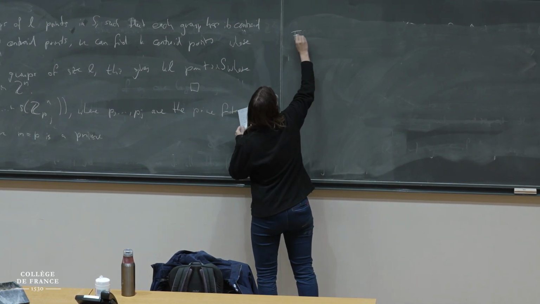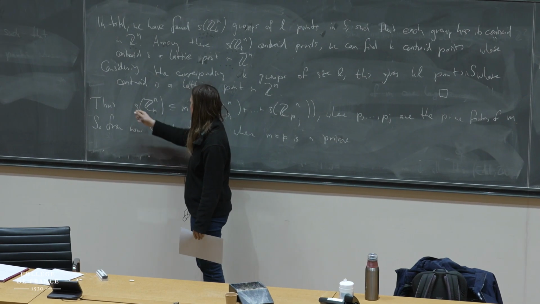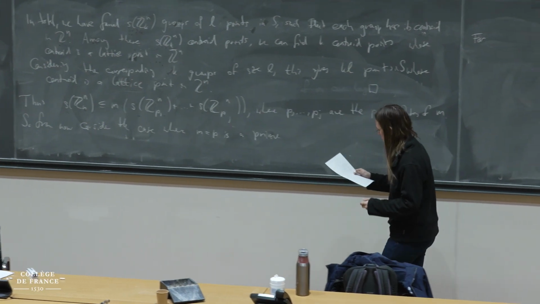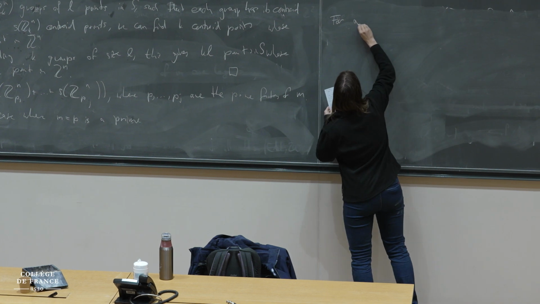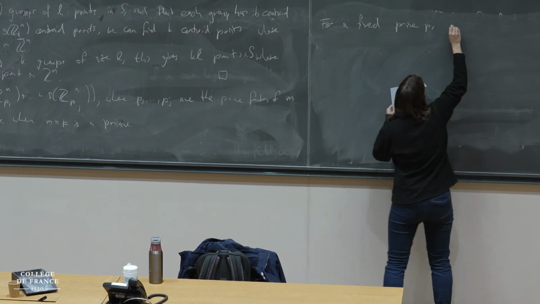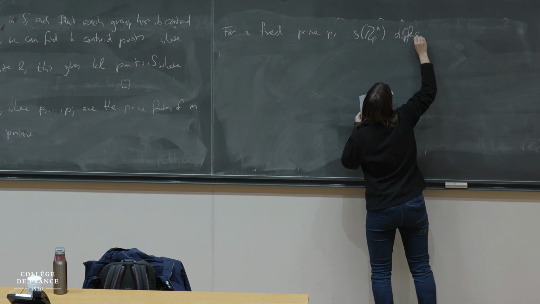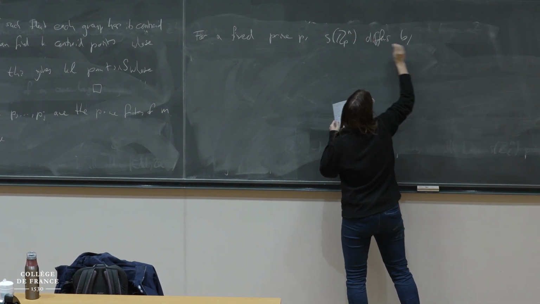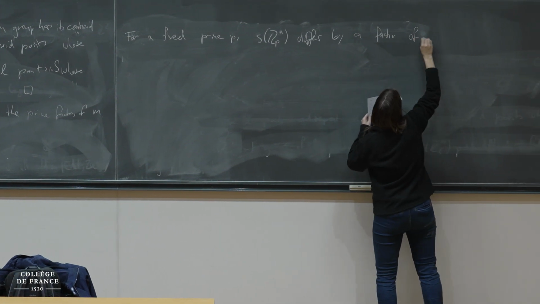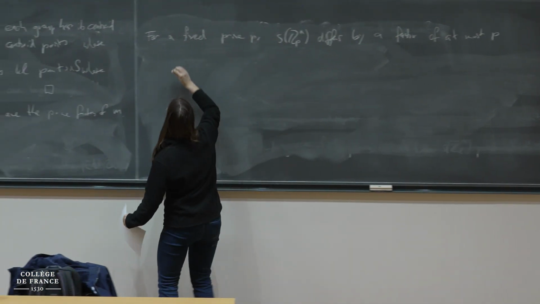So let me maybe first say that. Basically we translate that problem where m equals p is a prime. So this S of Zp to the n, we translate, up to some constant factor loss, into a different additive combinatorics problem. So for a fixed prime p, S of Zp to the n differs by a factor of at most p from the answer to the following question.